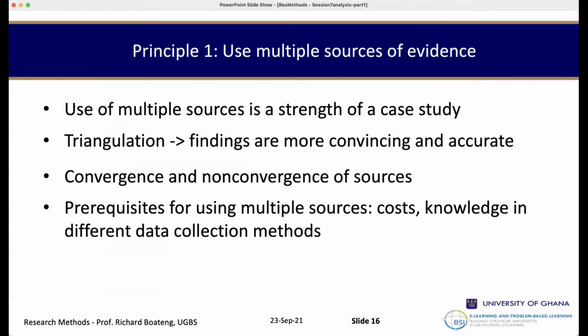Okay. So principle 1, whenever you are doing a case study, use multiple sources. Even in writing the case, don't use only a single source. Why is the Prof talking about how we should do the case when we're talking about analysis? Because data analysis starts from the data collection.